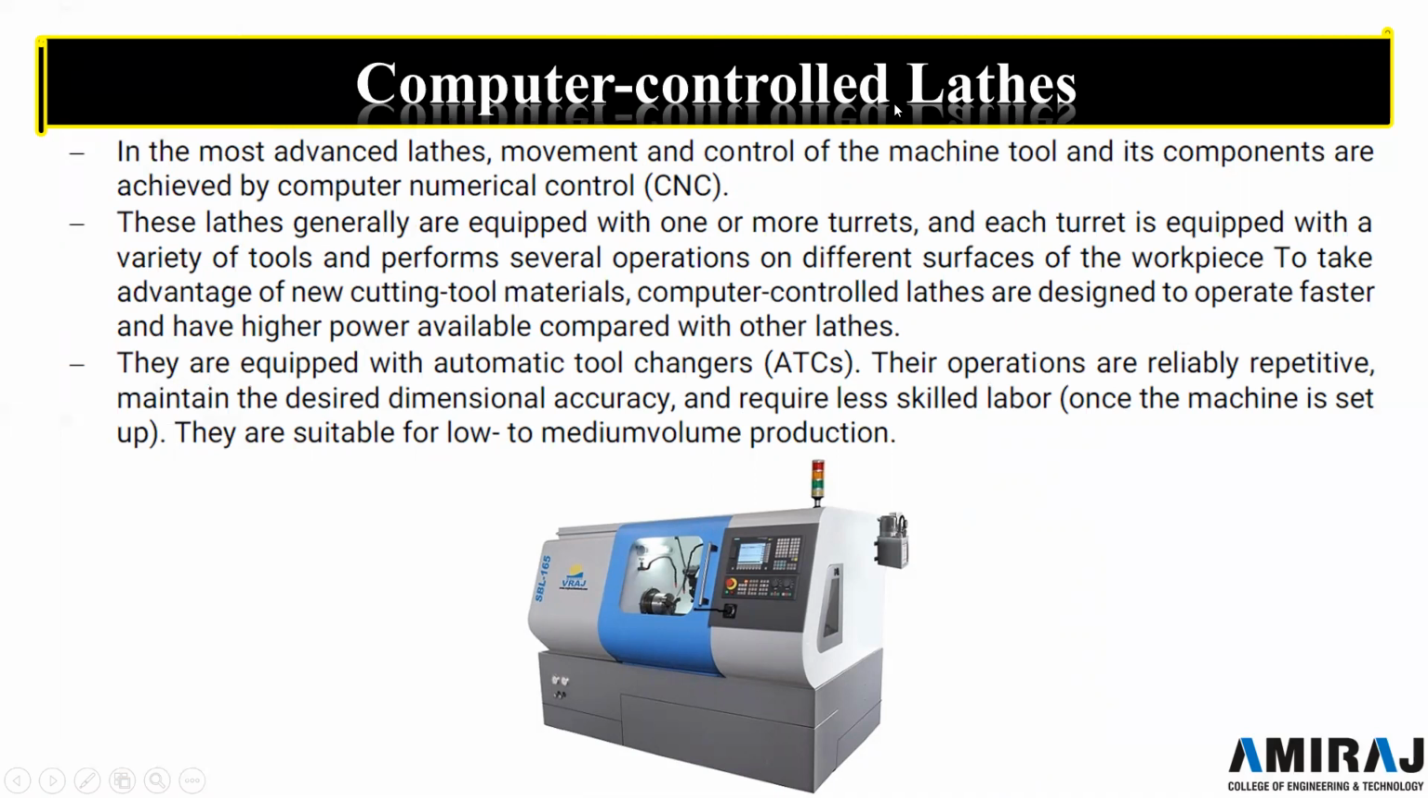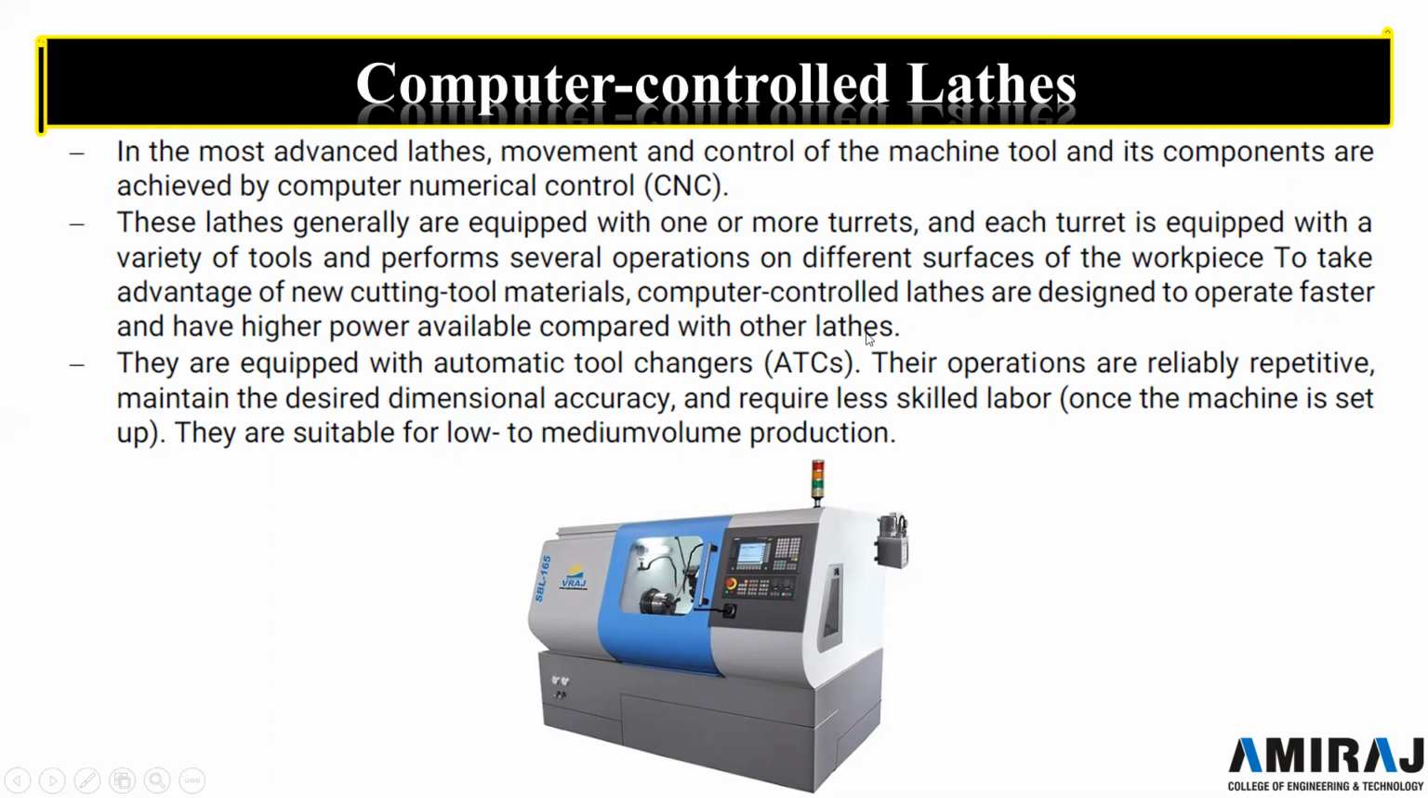So the another type is computer numerical control or computer control lathes. In the most advanced lathes, the movement and control of machine tool and its components are achieved by the computer numerical control or that is just called as CNC machine, and there is also the old one was called as NC machine, numerical control machine. And these lathes generally are equipped with one or more turrets, and each turret is equipped with varieties of tools and performs several operations on different surfaces of workpiece to take advantage of new cutting tool materials. Computer numerical control lathes are designed to operate faster and have higher power available compared with the other lathe machines.